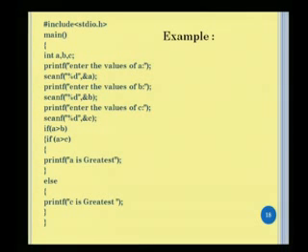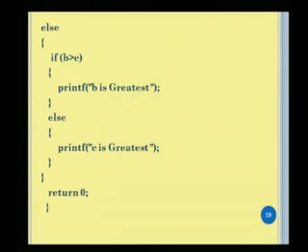What happens, suppose for an example we take a equal to 2, b equal to 5 and c equal to 3. Then we will check a is greater than b. A is equal to 2 and b is 5. Definitely the condition will be false and it will go to the next check, the else condition. What happens, if b is greater than c, it will check 5 and 3. 5 is greater than 3 and it will print b is greatest.